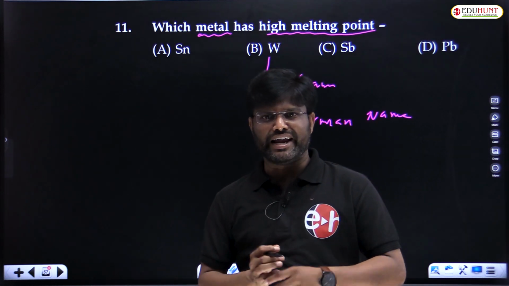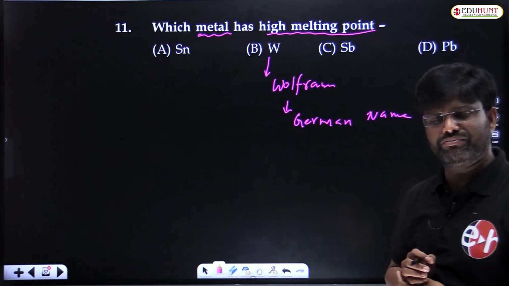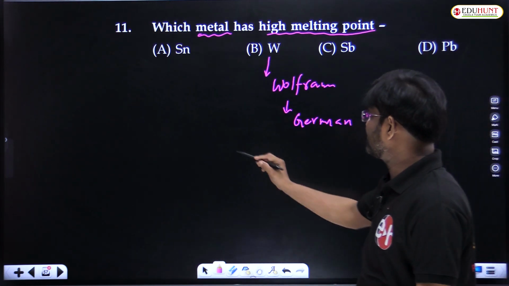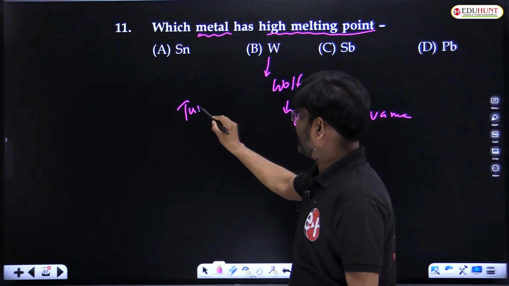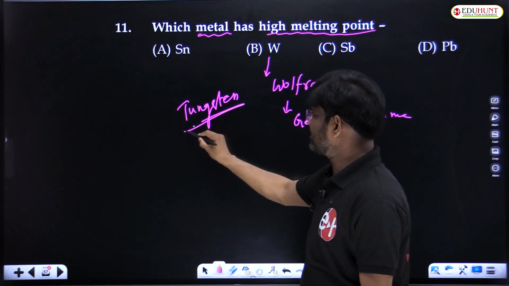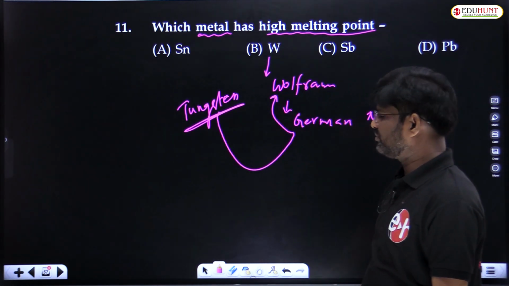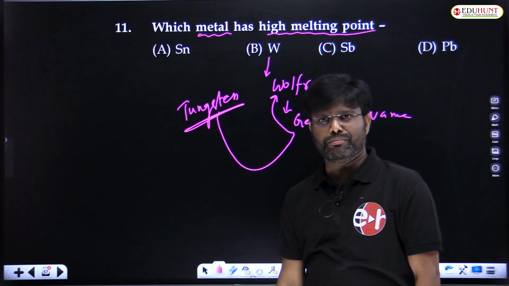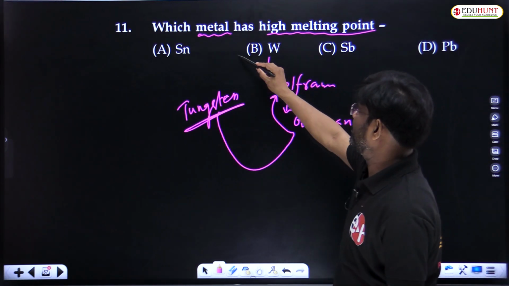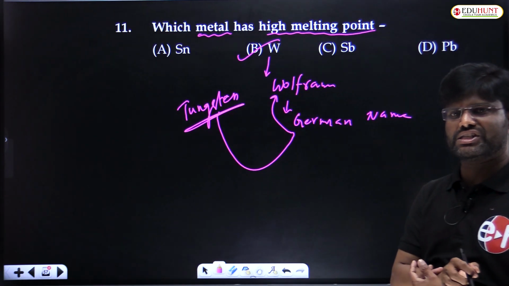Total 10 elements are there, 9 elements are Latin names, only one element is there, that is German name. That is tungsten. In English, tungsten. This tungsten, the German name is wolfram. So answer is W. Then highest melting point is wolfram, that is tungsten.